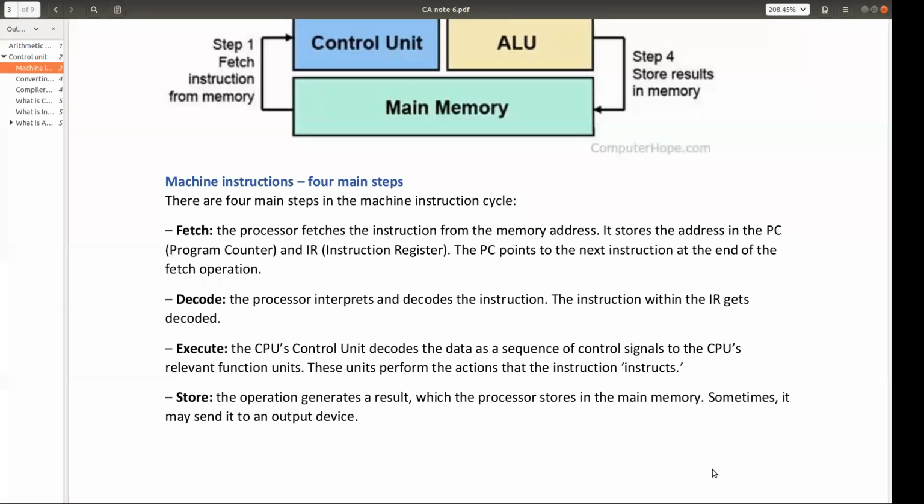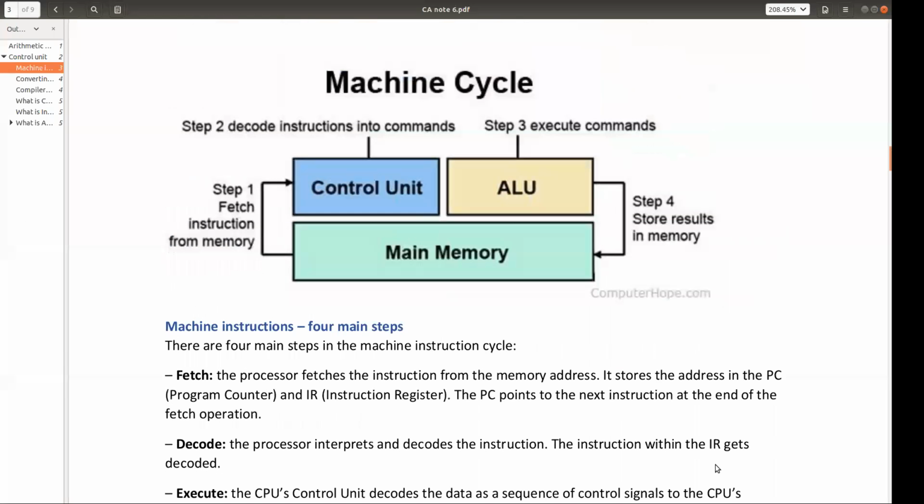And machine instruction is a very important question. It may come: what is the machine cycle? These 4 steps are known as the machine cycle. You have to draw this picture and explain it. This particular picture of the machine cycle is important. You have to draw it and explain what the machine cycle is.